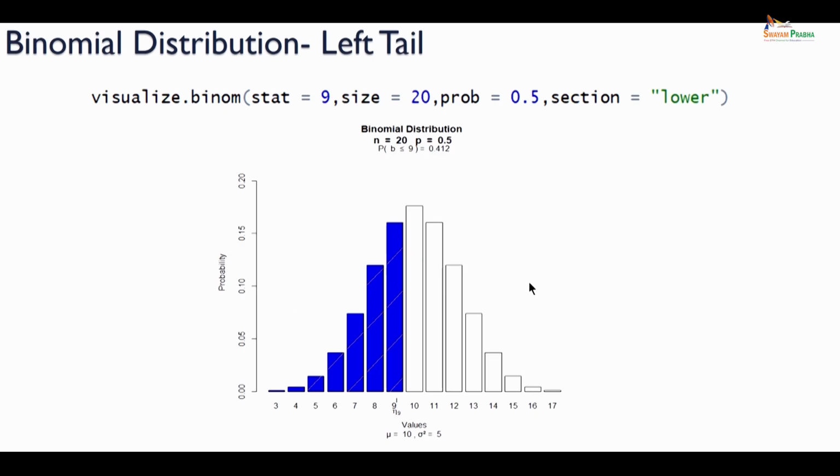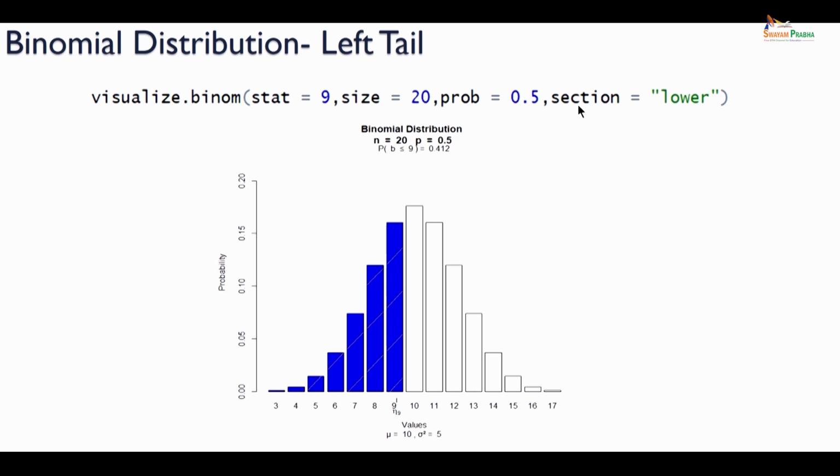Below you have the plot. You can see some values on the x axis. These values are nothing but the number of times you have got your desired outcome. Since I have given a start value of 9 and section as lower, I want to know the probability of getting 9 heads or fewer out of 20 trials. The probability for that is displayed on top, which is 0.412.